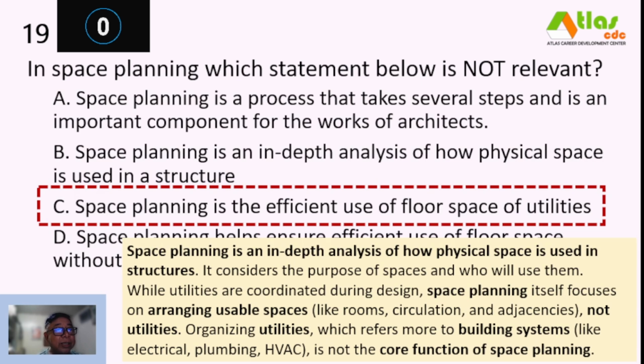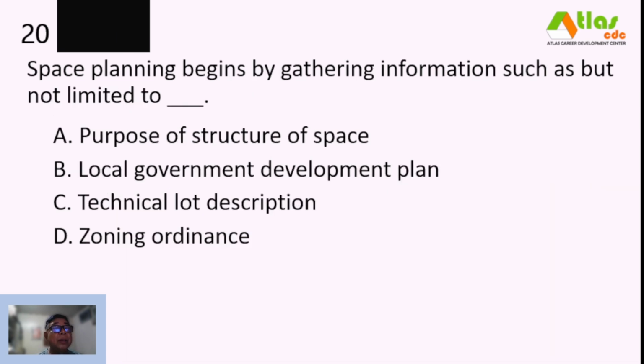While utilities are coordinated during design, space planning itself focuses on arranging usable spaces like rooms, circulation, and adjacencies, not utilities. Organizing utilities, which refers more to building systems like electrical, plumbing, HVAC, is not the core function of space planning. Number 20. Space planning begins by gathering information such as, but not limited to, A.